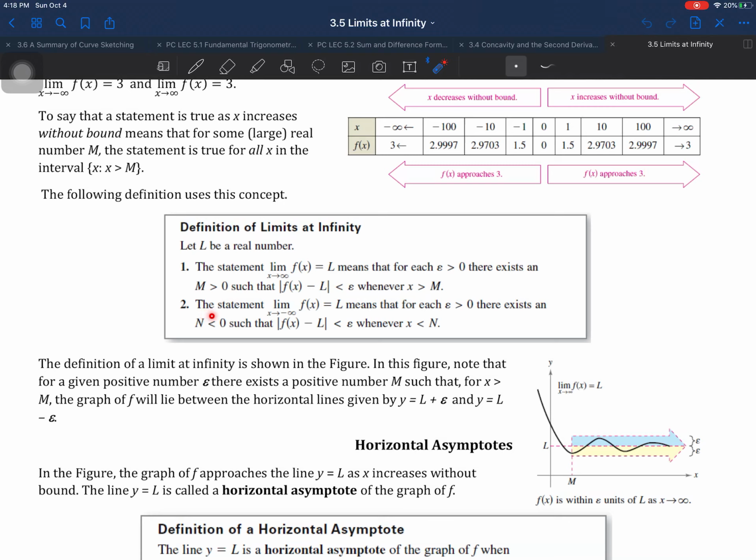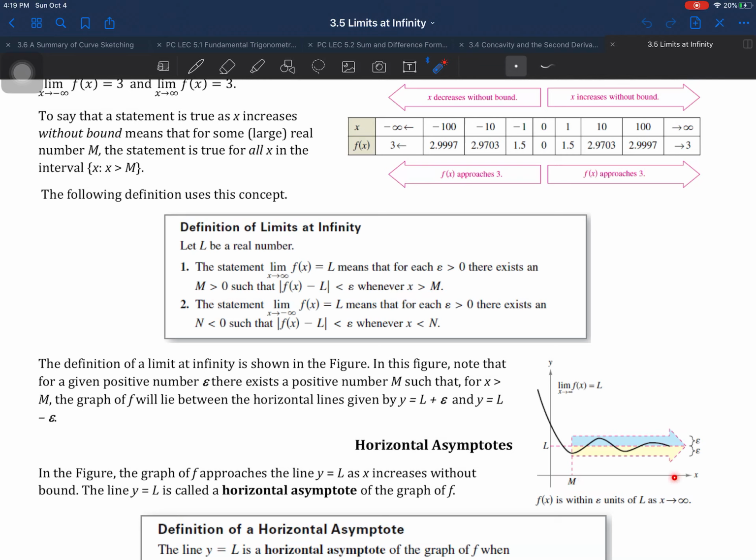The statement is similar for negative infinity. The limit of f of x as x goes to negative infinity is equal to L means that for each epsilon greater than 0, there exists an N such that these two numbers get closer and closer whenever x becomes smaller and smaller, lower than N. So let's see this example here. What we're saying is that x becomes very, very big, greater than M. So we're saying that M is very big.